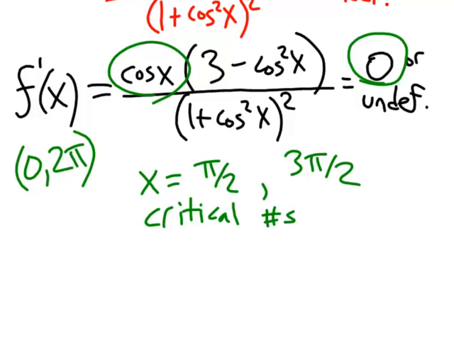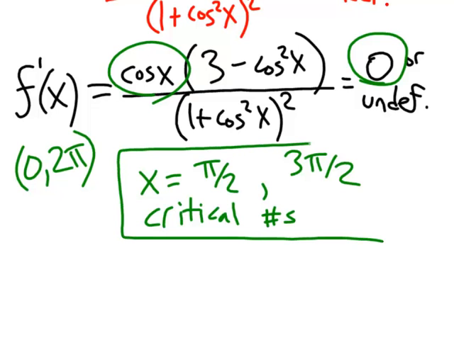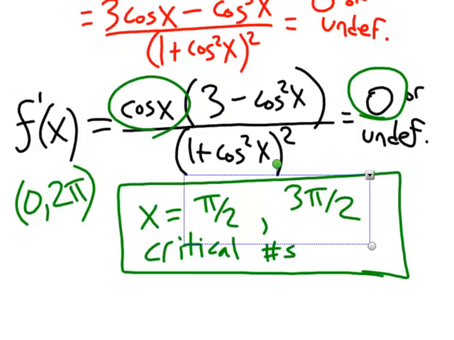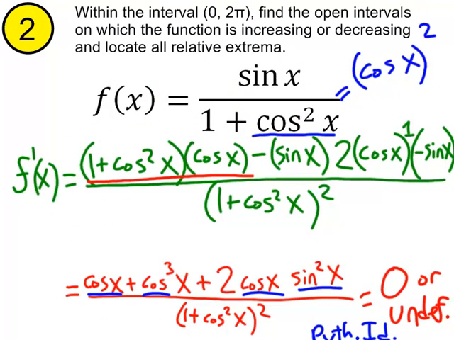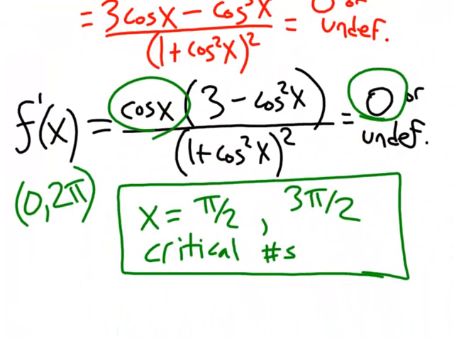Those are within the domain of the function, I'll point out. So we've had that issue in previous videos where we got something that looked like critical numbers, but they weren't in the domain of the function. Well, these you can plug in to the original, and you can get real outputs. So those are actual critical numbers.